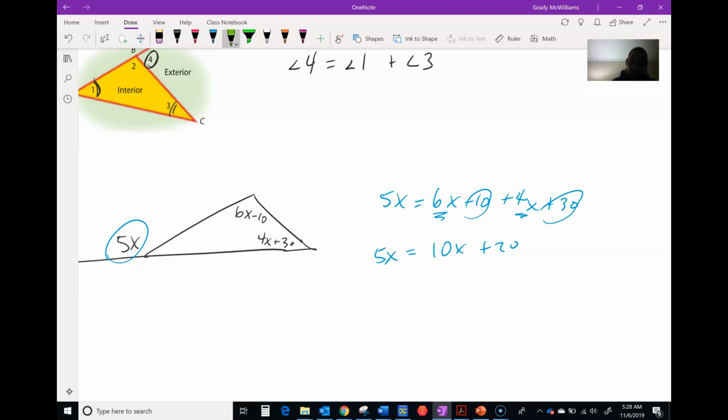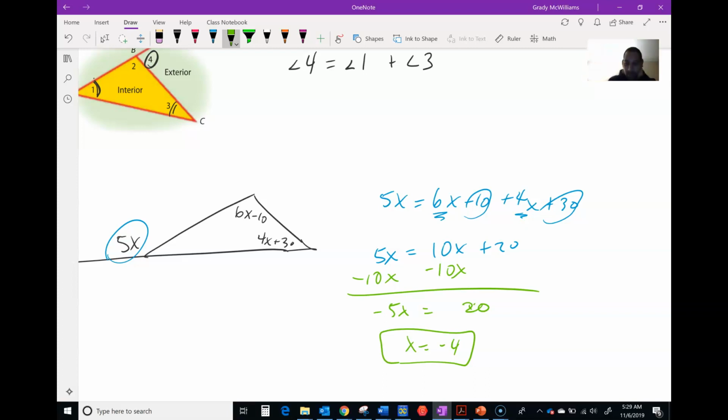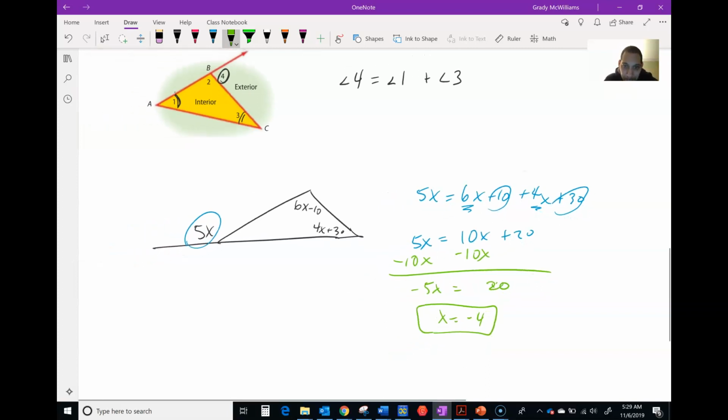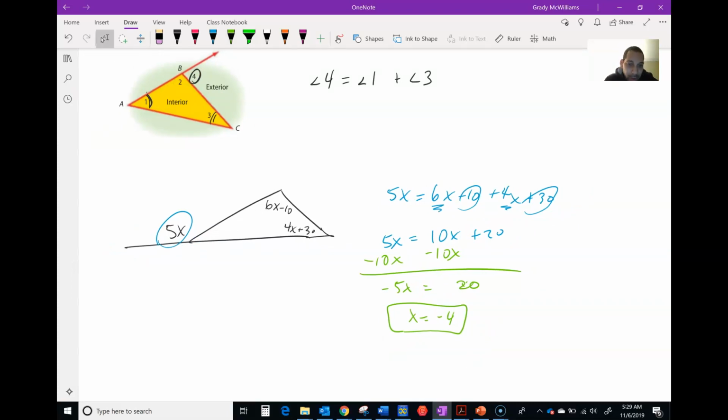So then we continue with your solving, subtracting 10x from both sides. And negative 5x would equal 20. And then we would divide, and you get x is negative 4. It's okay for the value of x to be negative 4, but if we plugged it back in, it wouldn't be okay for the measurement of angle 4 to be negative. It's okay for x to be negative, but not the measurement of the angle. And if I plug it back in here, the angle is going to be negative, but that's just because I made it up off the top of my head. But that's a basic idea for the exterior angle theorem.